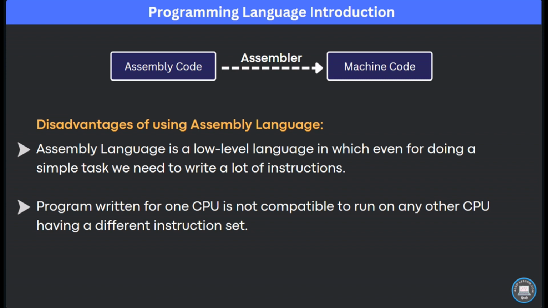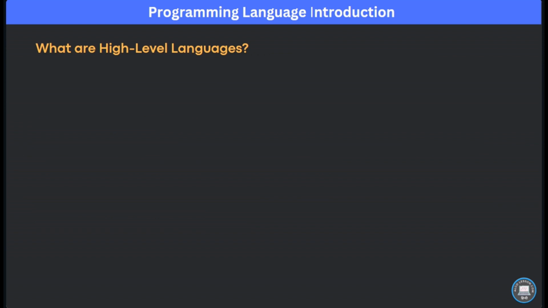Now, these problems we are still facing with assembly language. So, how are we going to solve it? To solve these problems, we introduce high level languages. So, let's understand what high level languages are.